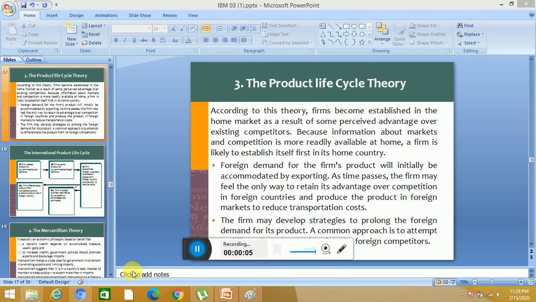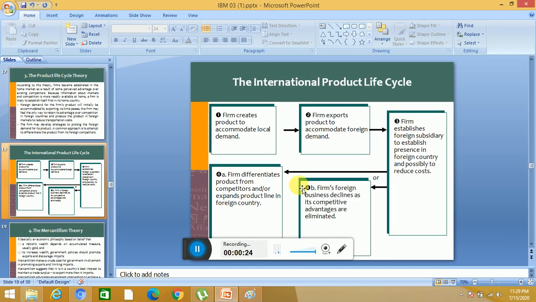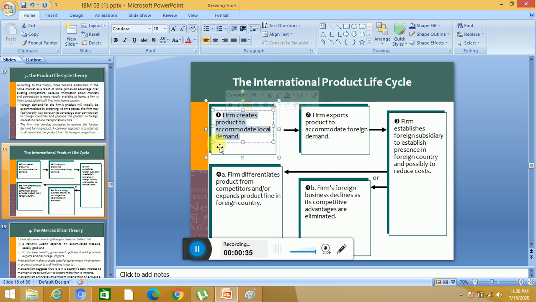Bismillahirrahmanirrahim. So in the previous class, we were discussing the product life cycle theory. In this, we discussed the three stages. In the first stage, the firm will produce the product at home and will accommodate local demand, and they are producing this product here because they have complete information about the local market.